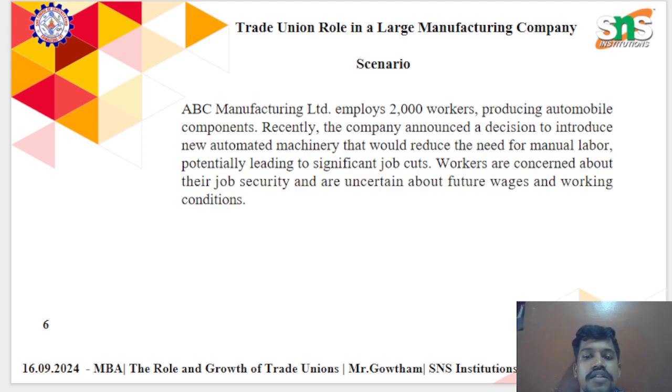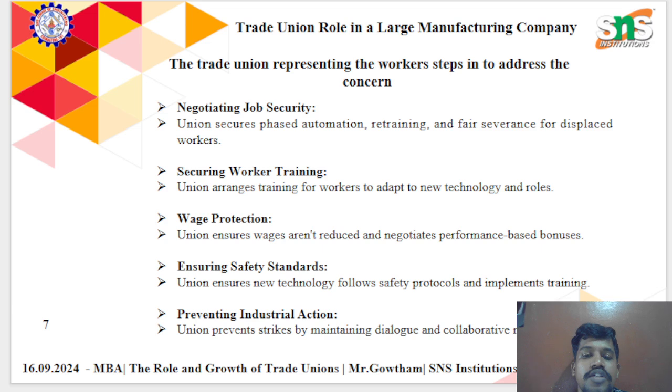This big issue will be dealt with by the trade unions, who also support the laborers. They negotiate on many issues, such as job security, training, and wages, ensuring that safety standards are provided, and protecting workers from natural calamities and unsafe conditions.